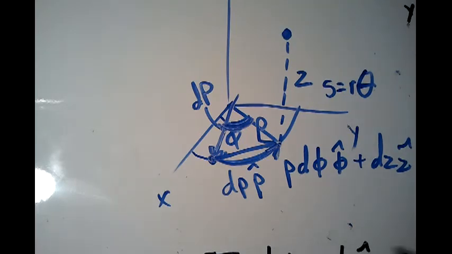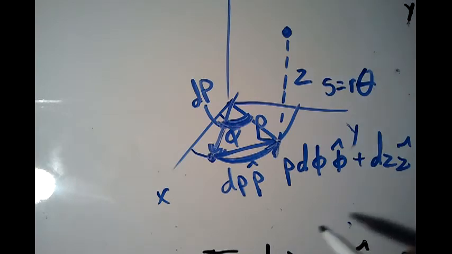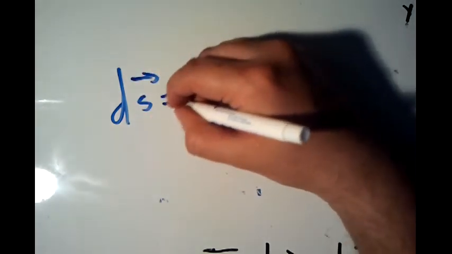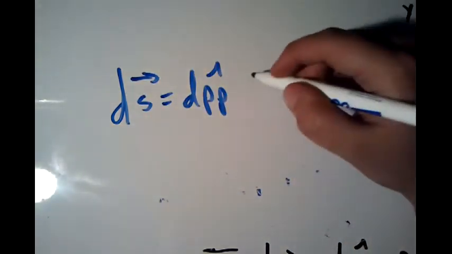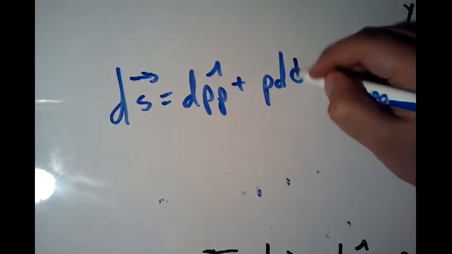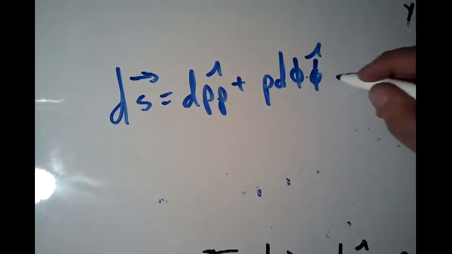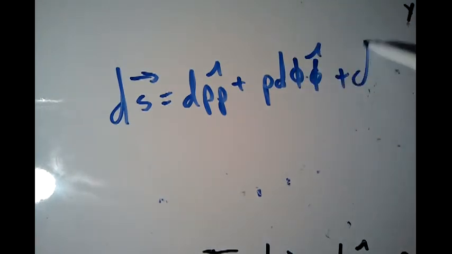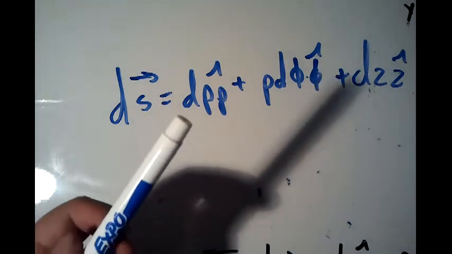So let me write the formula in a better way: ds equals d rho times rho hat plus rho d phi times phi hat plus dz times z hat. That's going to give you the displacement from one point to a point that's instantaneously close to it. So now let's do the last few things. We're going to define surface area.